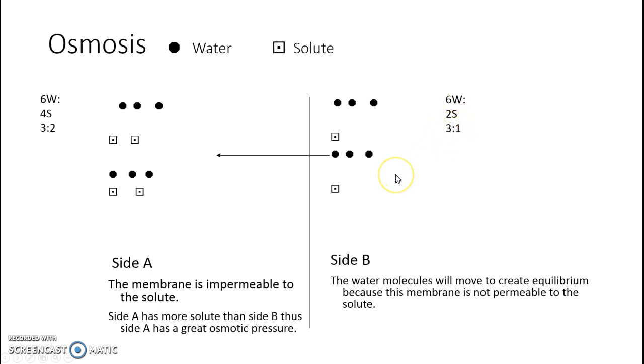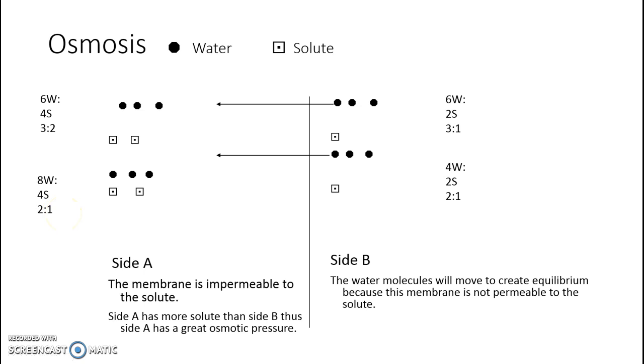So the body always tries to maintain equilibrium. So the water, because the solute can't move, the waters are going to move over. And if you move over 2 waters, you then change it to an 8 water to 4 solute load, and that's a 2-to-1 ratio. And then on this side, it becomes a 4 water to 2 solutes, and that's a 2-to-1 ratio. So you'll see that the ratio then is the same, and that's equilibrium.